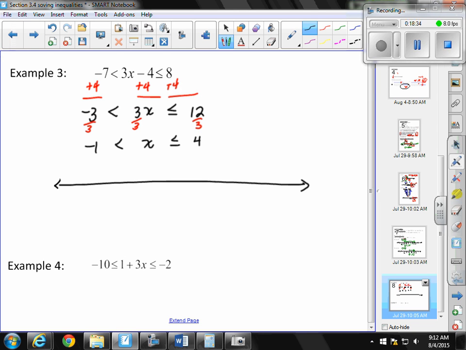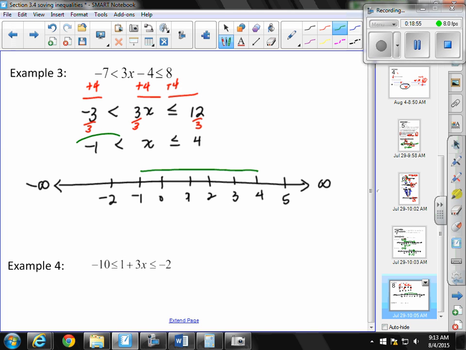I'm going to draw the graph on the number line. And I want to shade the region between -1 and 4. X is in between -1 and 4. At -1, we have a less than, so we use a parenthesis. At 4, we have less than or equal to. We use that square bracket. And our interval goes from -1 to 4. Parenthesis at -1, bracket at 4.